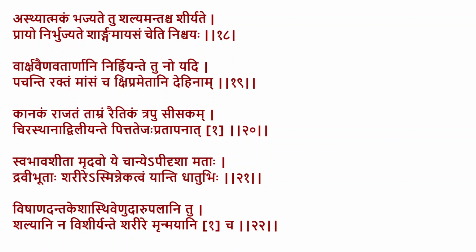Now, Sushruta has classified these fates: Ashtyaत्मकं tu bhadyate, shalyamandasya prayo nirbhujyate shangam ayasam jeti nishchayah. Organic material like bones or horns of animals may just gradually get disintegrated in the body, and they may produce complications of pus if they are not treated immediately, or some may get absorbed and may not have any trace of the object left over, like catgut, as we use in surgical practice.